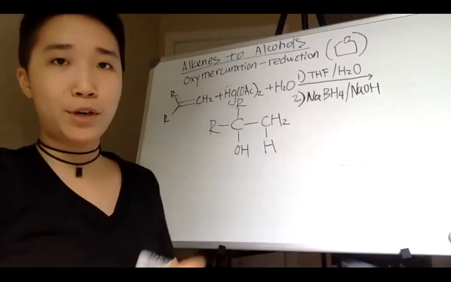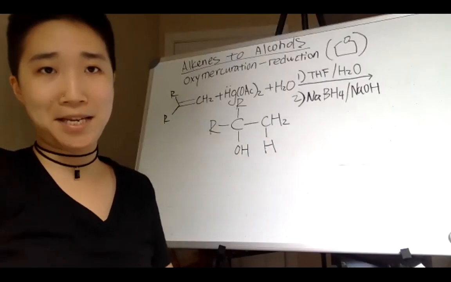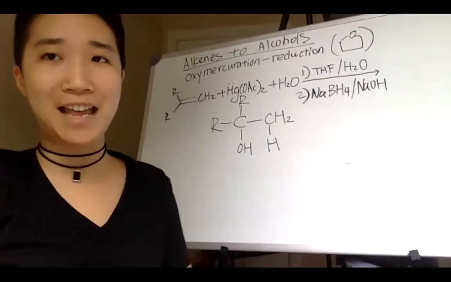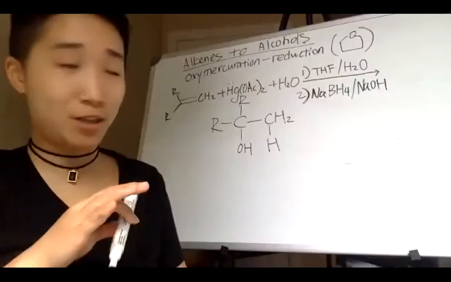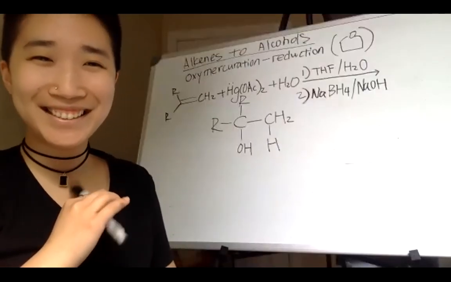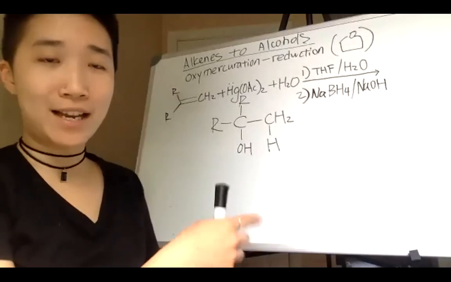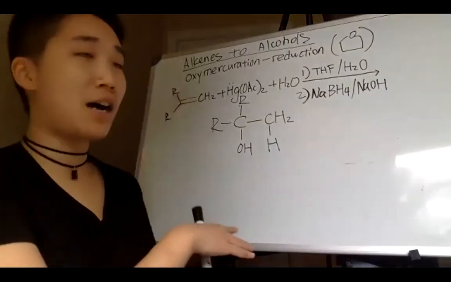Just by the look of the product, what kind of addition is this? Can anyone take a brave guess? Is it Markovnikov or anti-Markovnikov? Markovnikov. It's Markovnikov. Why? Because the OH goes to the most substituted carbon and the H goes to where the most hydrogen is. Yeah, the hydrogen-rich side gets hydrogen-richer. Therefore, this is Markovnikov addition.